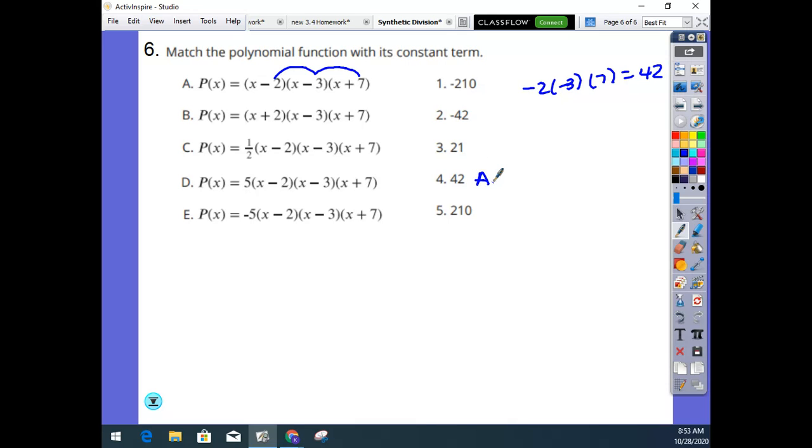So go ahead and figure out the rest of them, and if you want to check with me in class, I want you to try this one out. Now remember, when you get down here, you have to multiply the 1/2 times your constants. And when you get down here, you're going to have to multiply by 5 or -5 to get your constant.